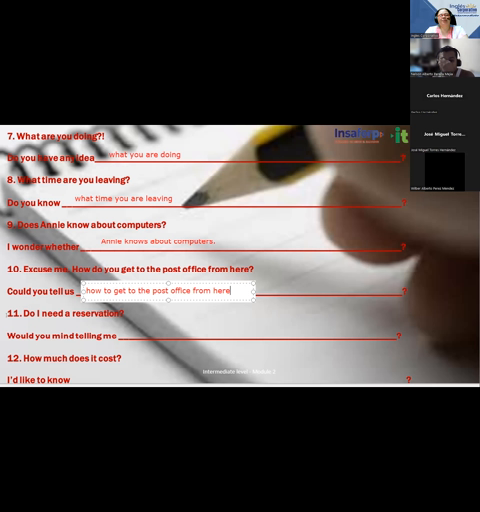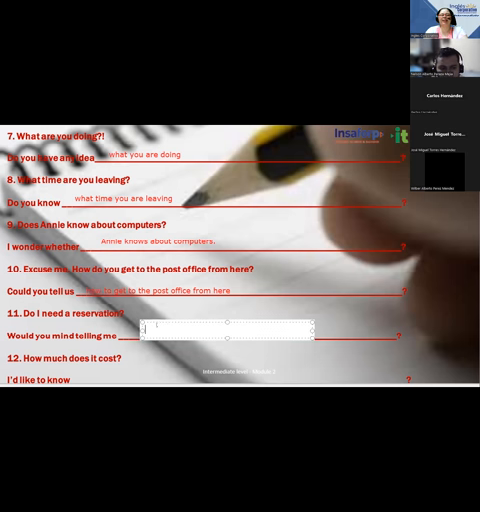Number 11. Would you mind telling me if I need a reservation? All right. Aquí podemos usar indiferentemente el whether o podemos usar el if, ¿verdad? Okay. If I need a reservation. Okay. Aquí sí lleva question mark. Why? Because it's a question. Look, a direct question, right?